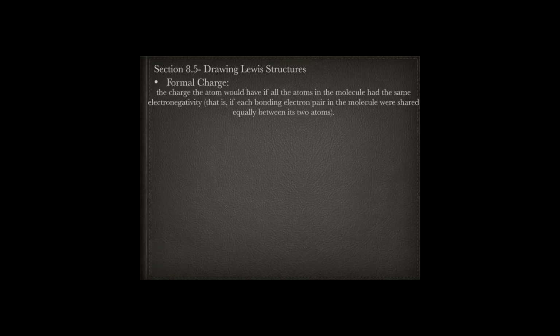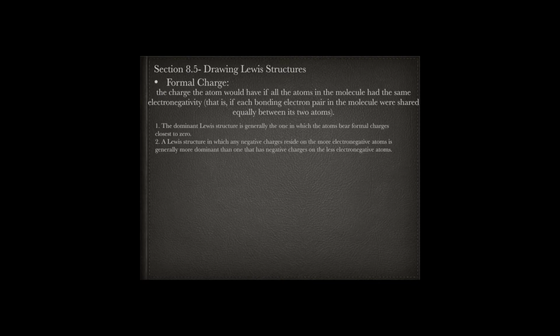Now, the official definition of formal charge is the charge an atom would have if all of the atoms in the molecule had the same electronegativity, meaning they're sharing their electrons equally. Now, why exactly does formal charge matter when we're drawing Lewis structures? Well, the dominant Lewis structure, meaning the Lewis structure that is going to exist in the greatest amount or has the greatest likelihood of existing, is the one whose atoms have the formal charges that are closest to 0.